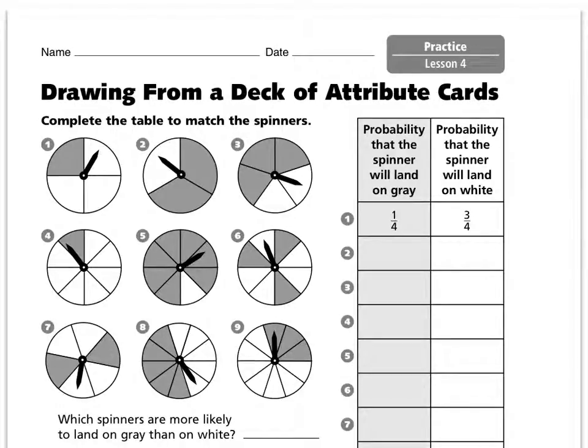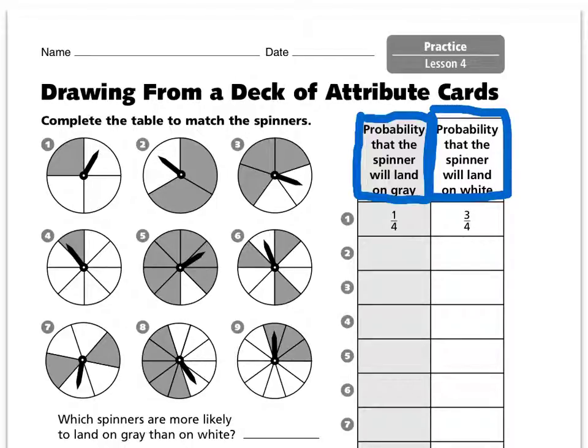Let's look at Chapter 10, Lesson 4 Practice. Drawing from a deck of attribute cards. Complete the table to match the spinners. So I can see that the table has the probability that the spinner will land on gray, and then I have the probability that it will land on white.